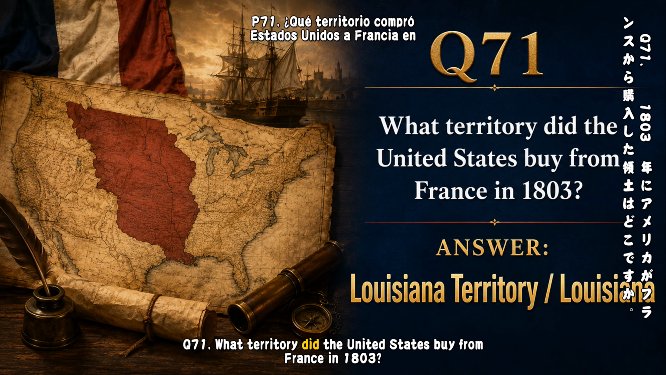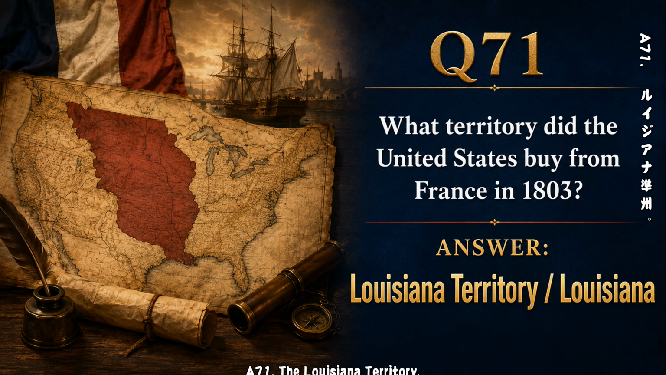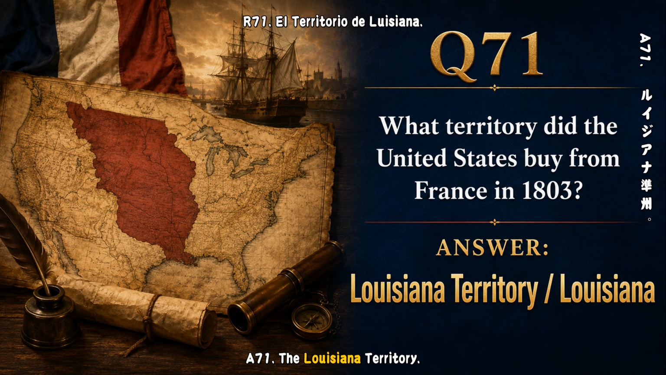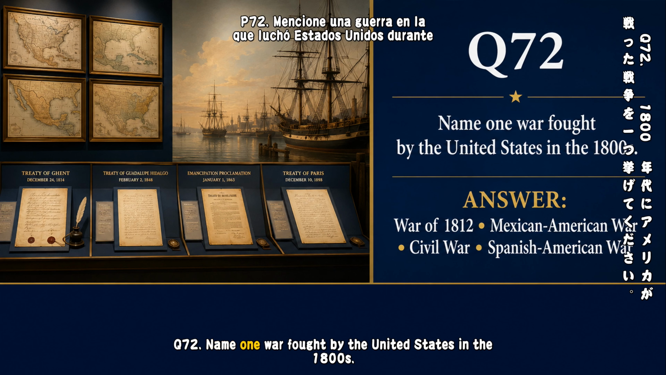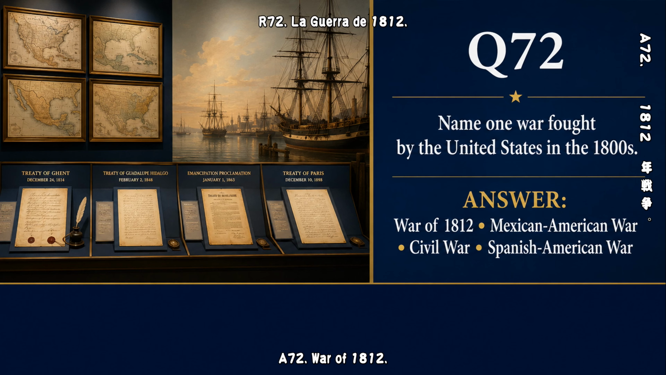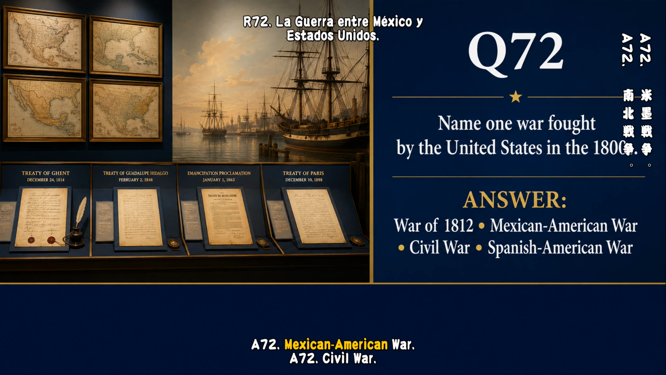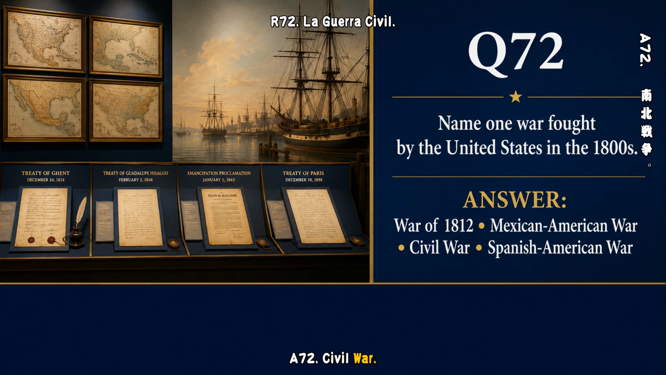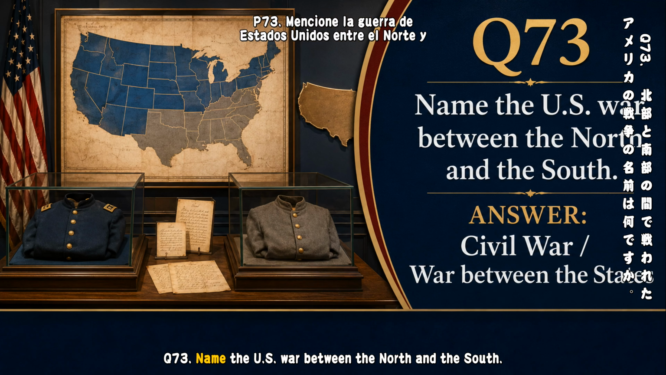What territory did the United States buy from France in 1803? The Louisiana Territory. Louisiana. Name one war fought by the United States in the 1800s. War of 1812, Mexican-American War, Civil War, Spanish-American War.